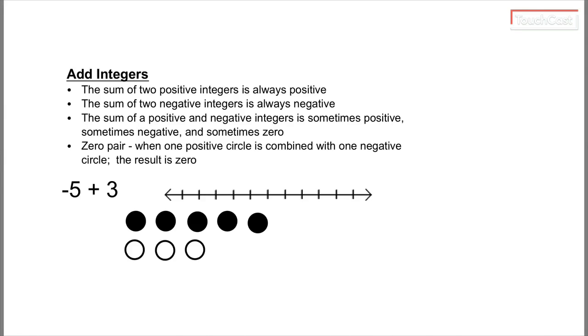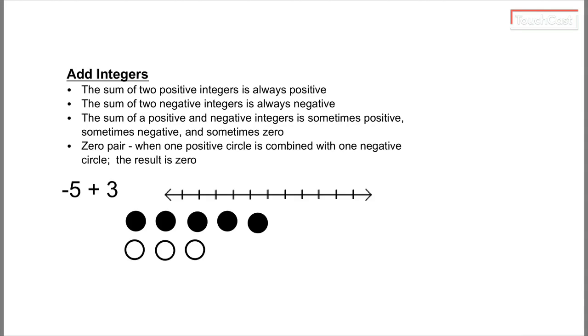So let's take a look at this first example. -5 plus 3. Our shaded circles represent a negative number, and an unshaded circle represents a positive number. So as you can see, we've got 1, 2, 3, 4, 5 shaded circles to indicate the -5, and 1, 2, 3 unshaded circles to indicate the +3. We're also going to show those on a number line so that we have another way to look at how to solve the problem.